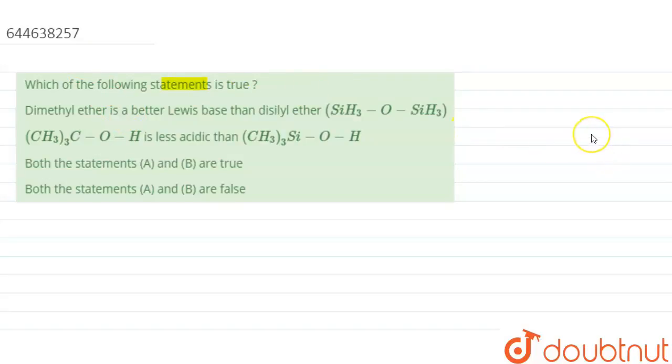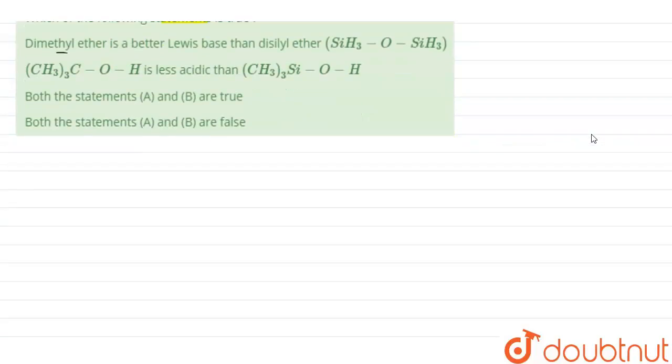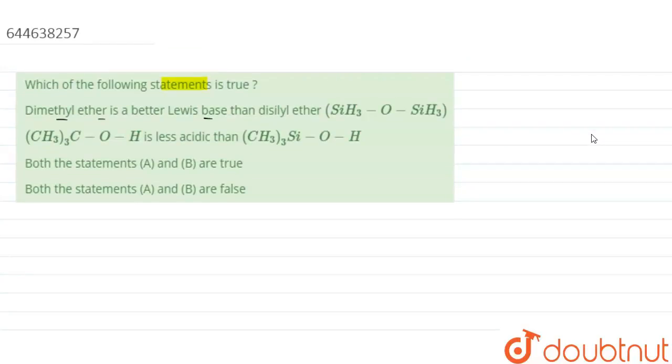Hello students, the question given is: which of the following statements is true? So we need to check the true statements. The first statement is: dimethyl ether is a better Lewis base than disilyl ether.